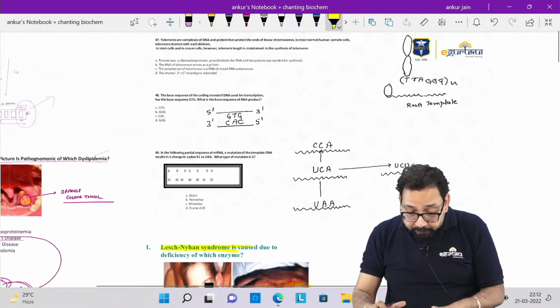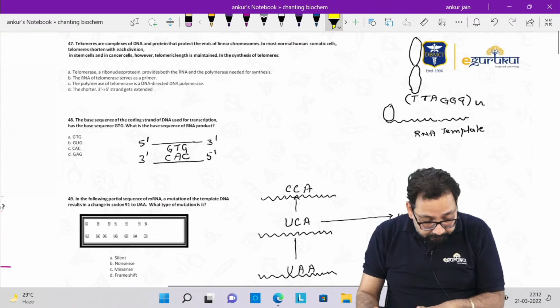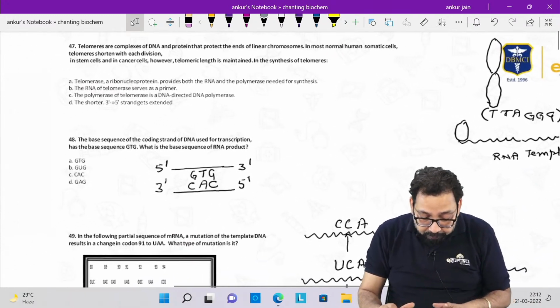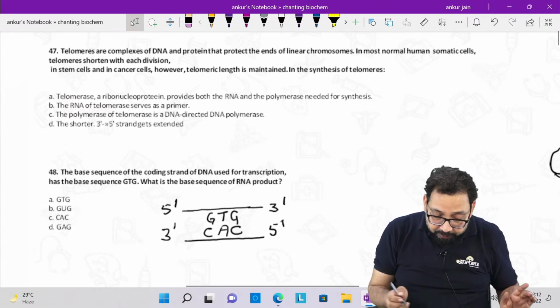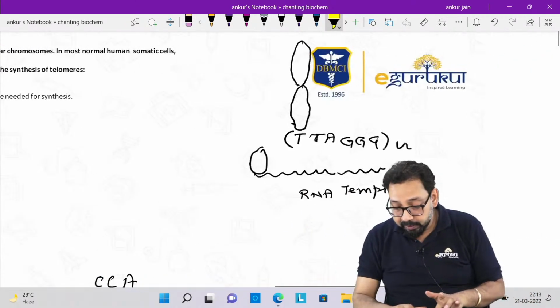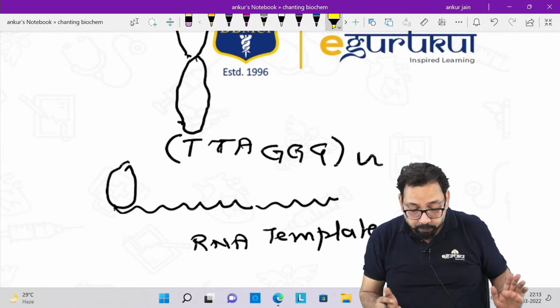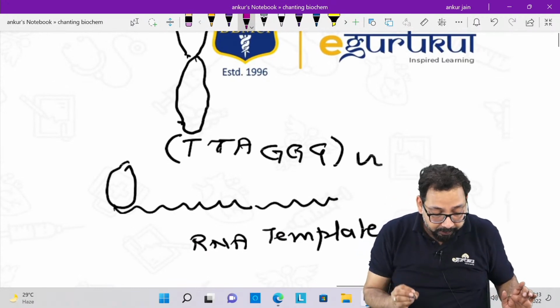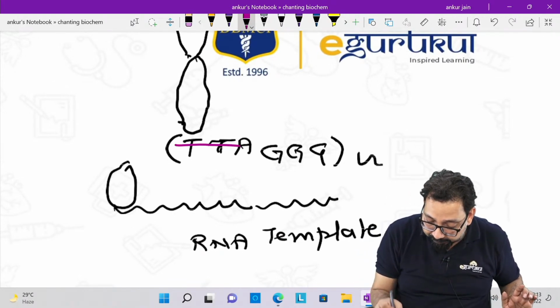Yes, a few points about genetics. A recently asked question: telomeres. What is the sequence of telomere? T for telomere, T for TTAGGG.